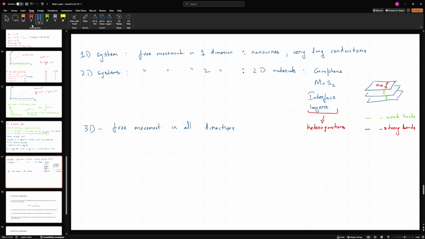Now, what is a 0D system? After the half an hour detour, I come back and ask, what is a 0D system? A 0D system is effectively a system where I cannot move my electrons freely. My electrons can only jump from one place to another, they cannot continuously flow. So in 0D systems, electrons are fully confined.